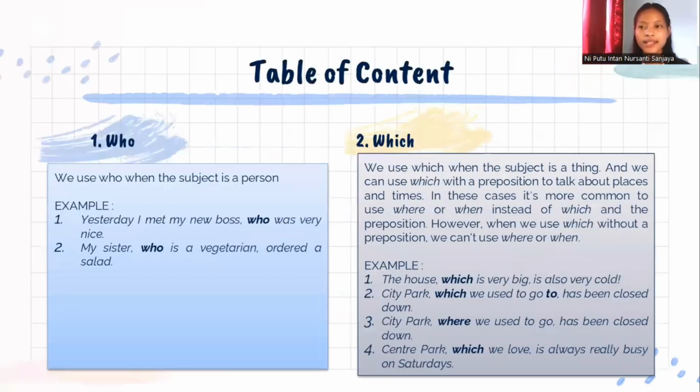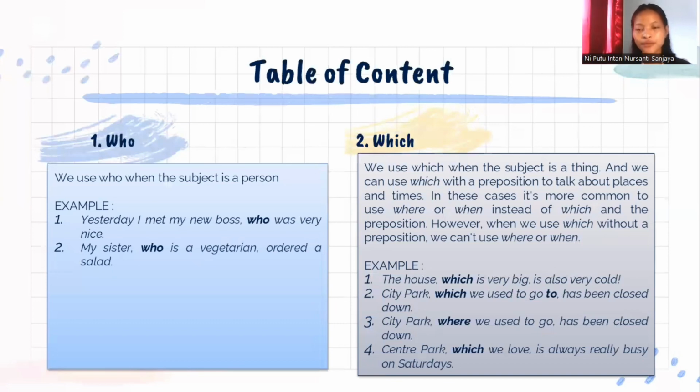The first one is who. We use who when the subject is a person. For example, yesterday I met my new boss, who was very nice.